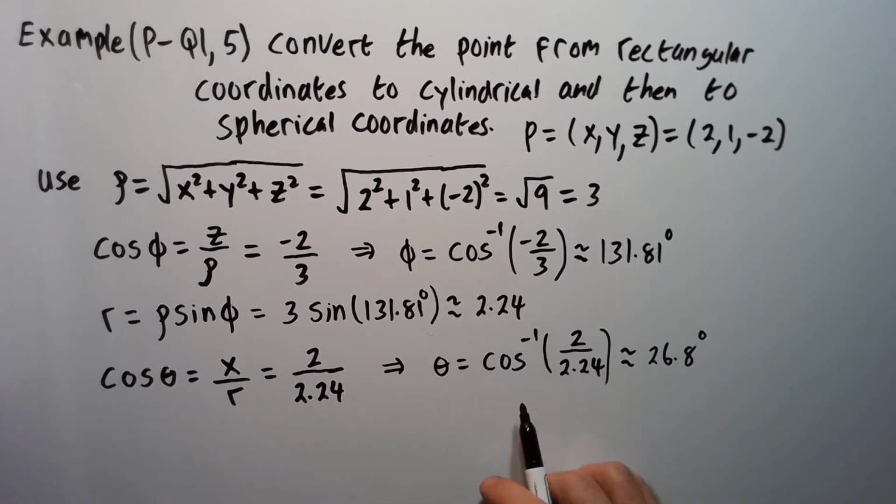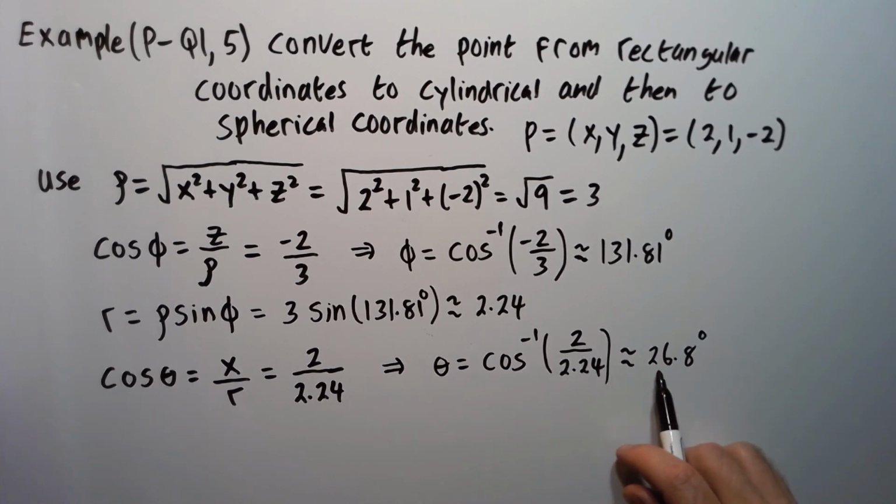So taking inverse cosine on both sides, we'll have inverse cosine of 2 over 2.24. What you can check is roughly 26.8 degrees. So now I think we got everything to write it in spherical and cylindrical. So let's do that now.